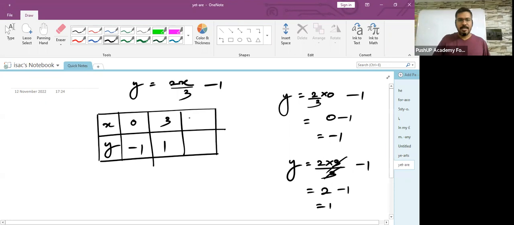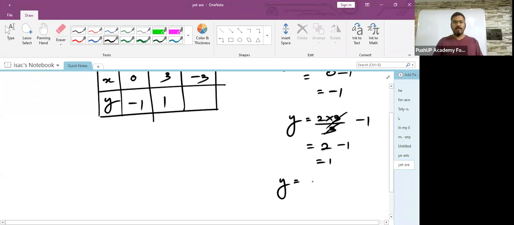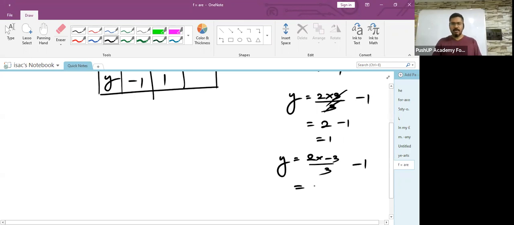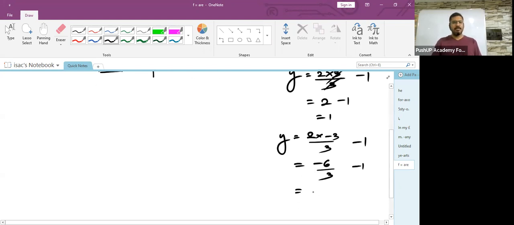Shall I take minus 3? X as minus 3. Okay. Partha, Mayur, they both are not there today. Dishe, Hemant, Advait, you all are solving it, right? Yeah. So when you take x is equal to minus 3, let's check what will be the value of y. It would be 2 into minus 3 divided by 3. Minus 4? Let me check. 2 into minus 3 is minus 6 divided by 3 minus 1. Minus 6 by 3 is minus 2. So minus 2 minus 1 is minus 3, isn't it? Minus 3.